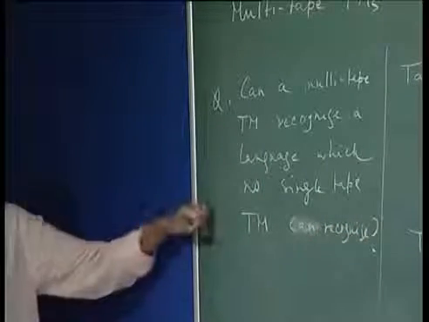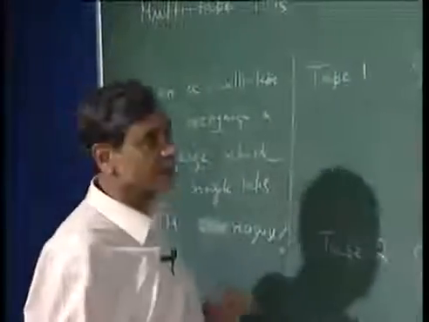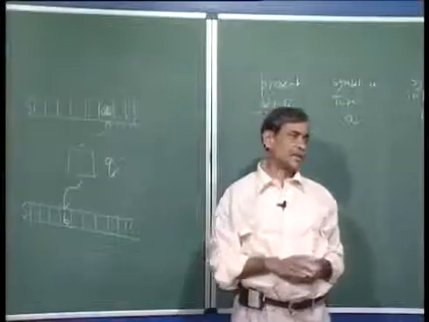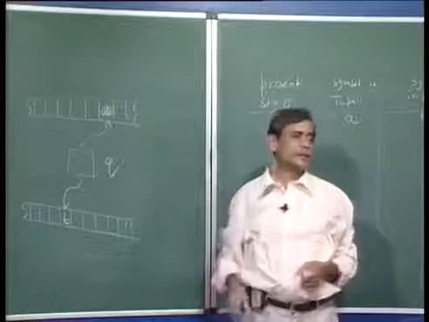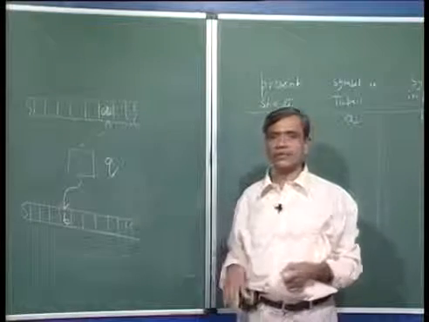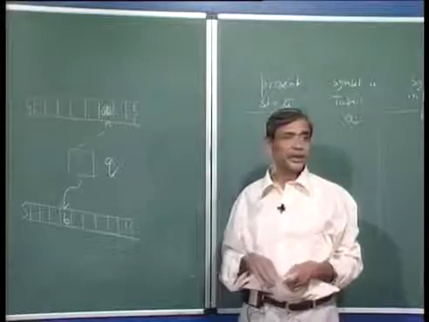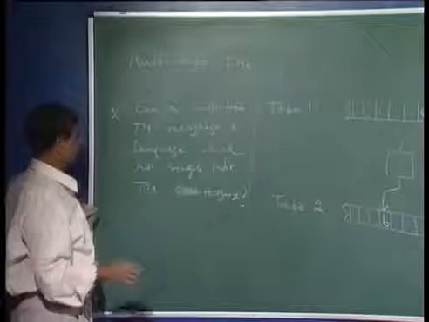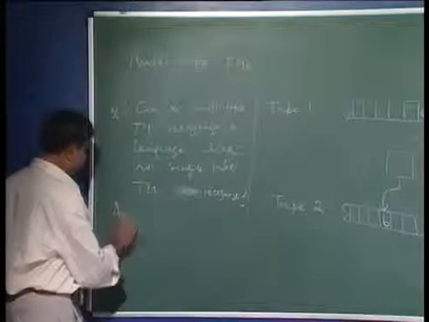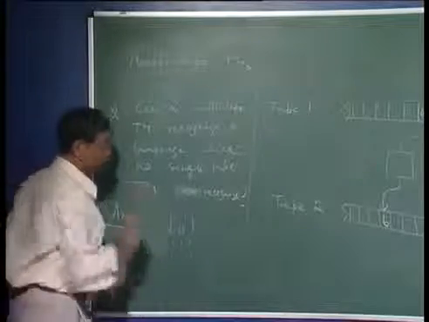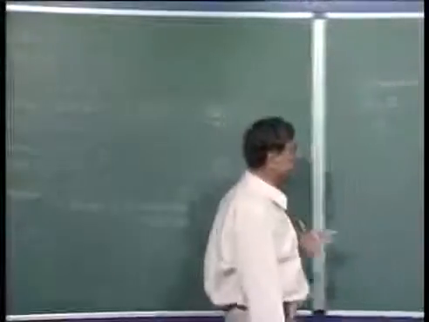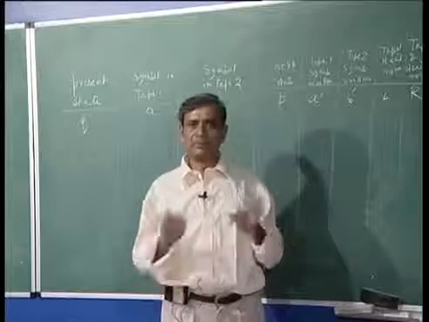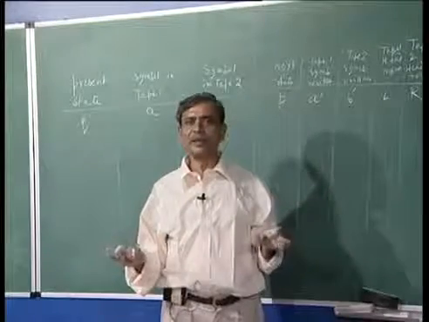If the answer is positive to this question, then of course it means that we will have a bigger class of languages recognized by multi-tape Turing machines than the class of languages recognized by single tape Turing machines. What we will prove, and again the proof is not too difficult, is that the answer is no. So, again our single tape Turing machine is good enough. If we focus our attention on single tape Turing machines, that is good enough.